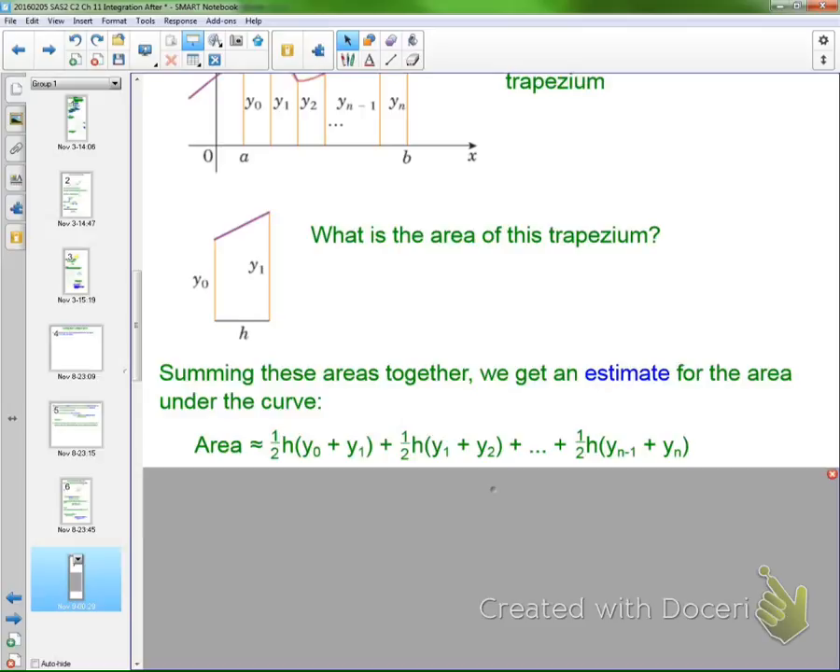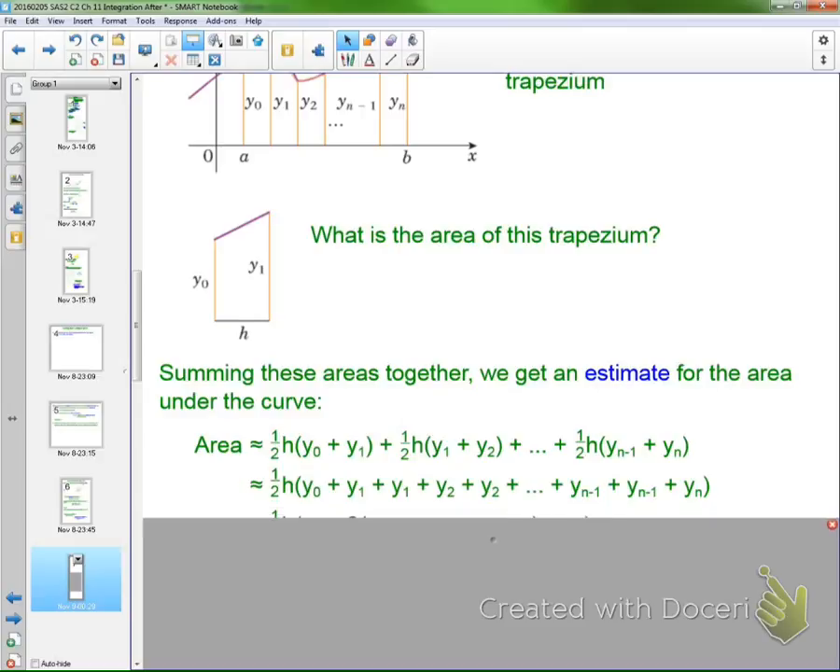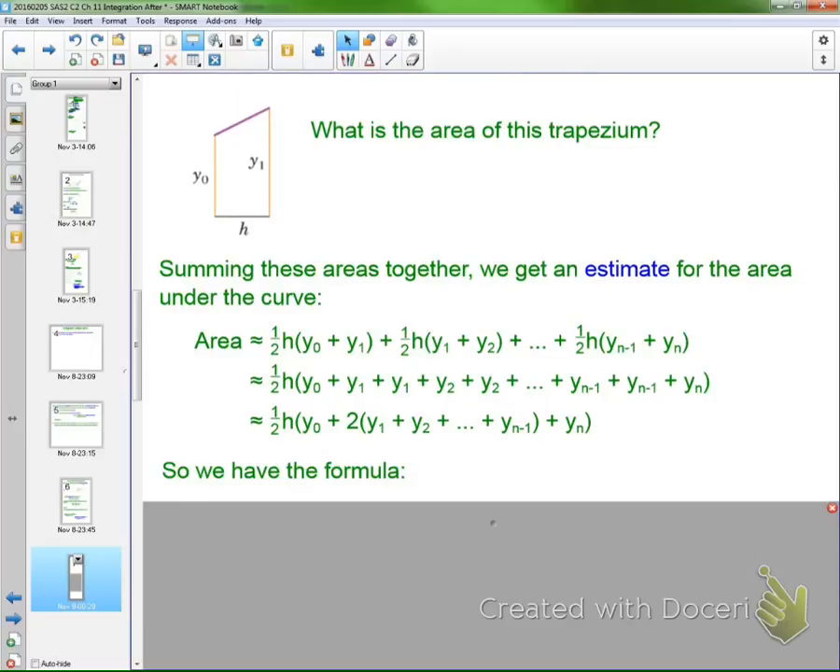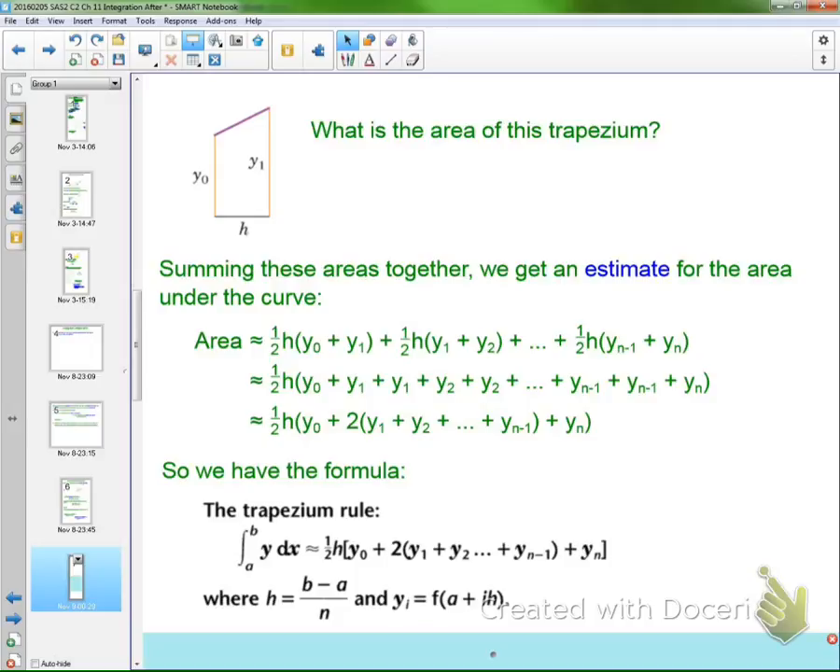And we can note that we'll get two instances of each of the inner values and one instance of the values at each end. So one instance of y0, one instance of yn, but we get two instances of y1, two instances of y2, and so on. So then we can factorize this out, so we get this formula: a half h, y0 plus 2 y1 plus y2 plus etc., and then one copy of yn at the end.